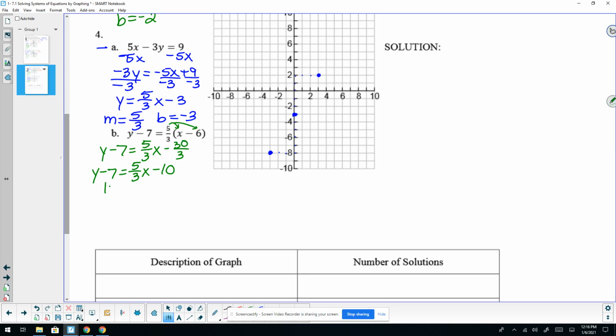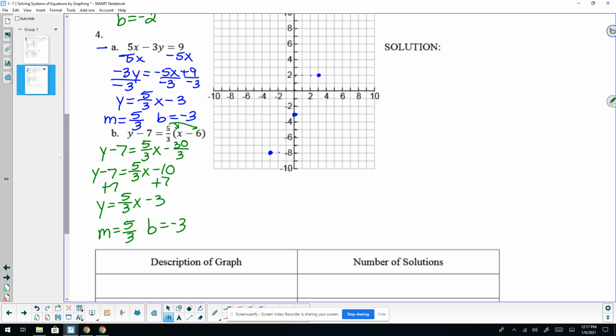At this point, all I have to do is add 7 to both sides. So y equals 5/3x. Now, -10 plus 7 would be -3. So my slope, m equals 5/3. My y-intercept is -3. So I start at -3. That's the same place that I started with my other equation.